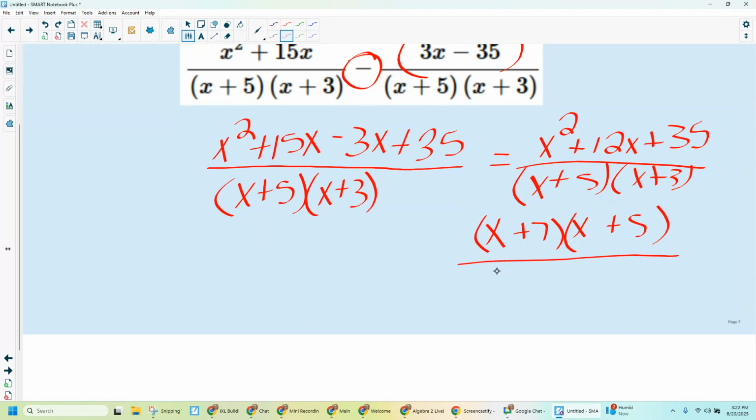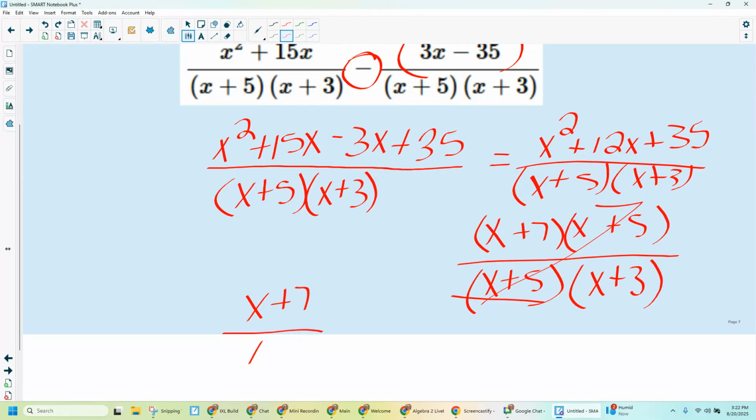And that's all going to be over x plus 5 times x plus 3. What can I factor out? Well, this becomes 1 here, so my final answer would be x plus 7 over x plus 3. And that is fully simplified. So we are going to have to be checking that we fully factored the numerator and the denominator.